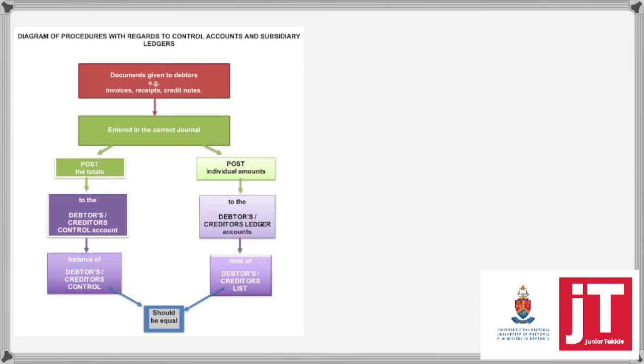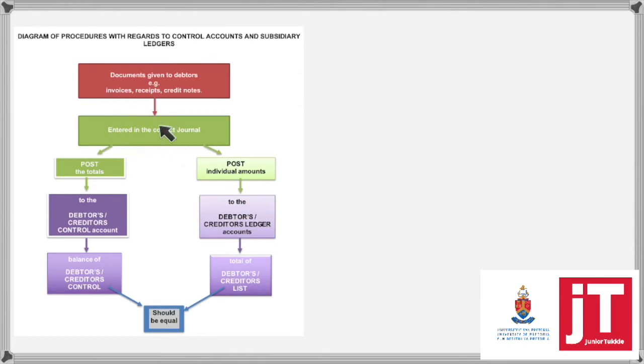So, what is the procedure when we do our control accounts, or what is the accounting cycle? Now we start with the documents given to the debtors, in other words, our invoices, our receipts or credit notes. So everything starts with the credit transactions, either sales or purchases. Most of the time, the focus of the recon here is with the debtors, but it can also be the creditors. So depending on whether you're working with debtors or creditors, you start with your invoices, your receipts, your credit notes, your debit notes, your EFT transactions.